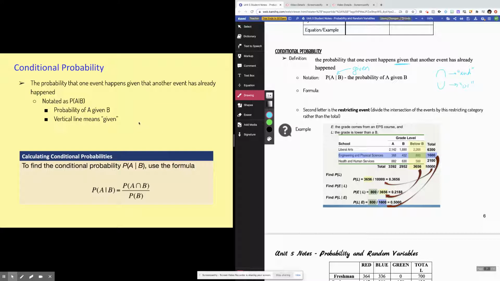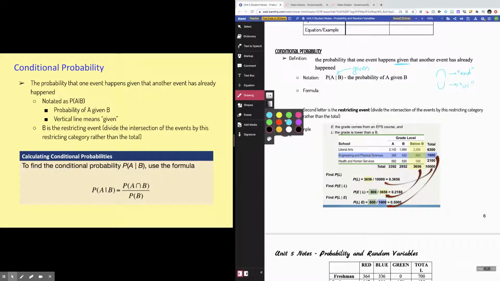So there is a formula that we use to calculate conditional probability, and this is what it is. The probability of A given B is equal to the probability of A and B, meaning the probability that they happen together, divided by the probability of B. Whatever event is listed second is the restricting event.